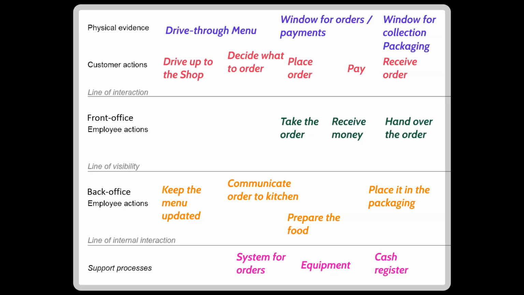Then we have support processes for all of this to take place. So the systems for the orders, and also the app where people can order. Then also the delivery team is very vital here. The equipment that they need in the kitchen, and also the desks, the order counter, the cash registers, and so forth. These are all support processes to make sure this service can take place. This is a very broad example, but there are so many other elements you need to consider for your specific service.